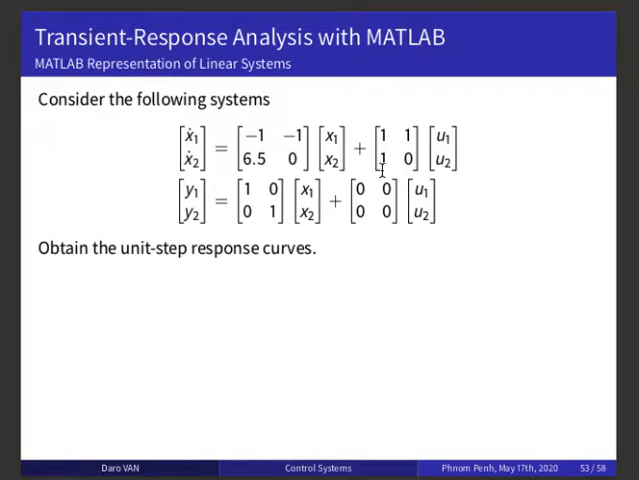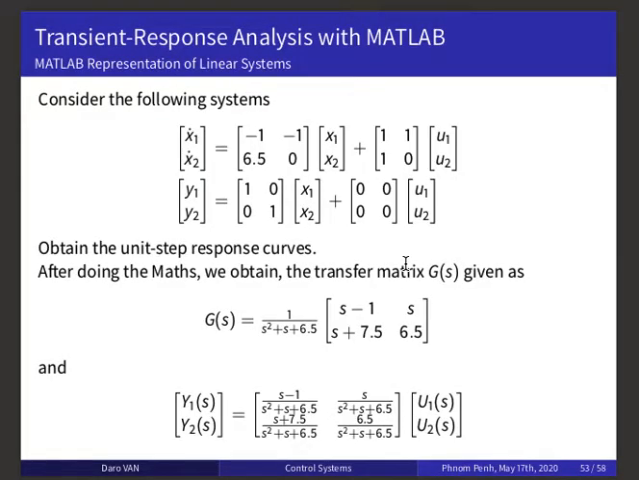So let's consider this equation, this state space form. This is matrix A, matrix B, matrix C, and matrix D, with two inputs, U1 and U2. So how to obtain the unit step response curve? After doing the math, we obtain this G(s), transformed from state space to transfer functions.